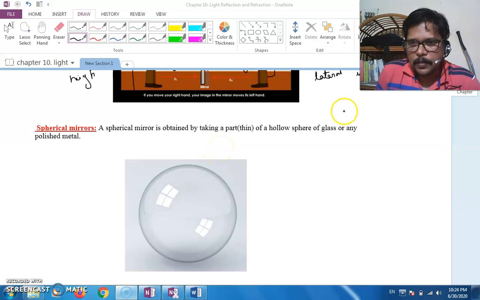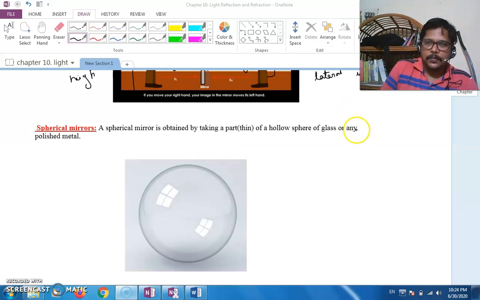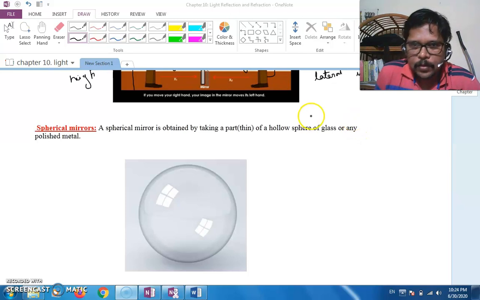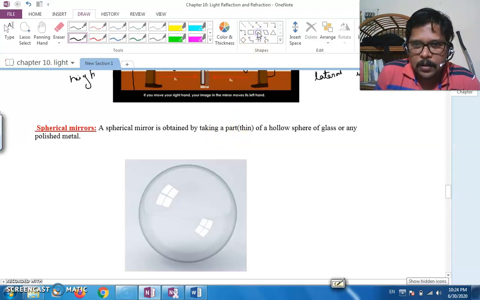The next topic is a very important topic: spherical mirrors. Spherical mirrors are nothing but a part of a hollow sphere. A spherical mirror is obtained by taking a thin part of a hollow sphere made of glass or metal.